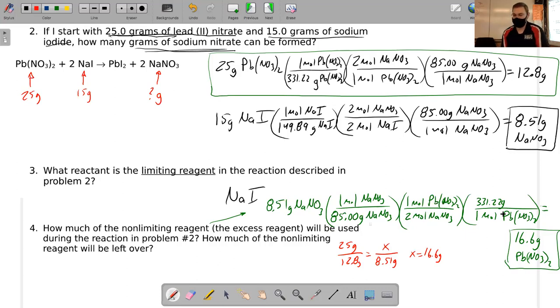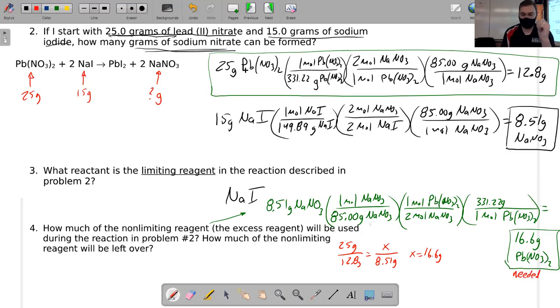But the smarter way is to just take the mass of sodium nitrate you predict should be made and convert that mass of sodium nitrate back into a mass of lead nitrate. So you'll see that these three steps are exactly the same as these three steps. They're just in reverse order and everything's flipped upside down. So you've already written down all the stuff to be able to do all the work. So this is how much lead nitrate is needed.